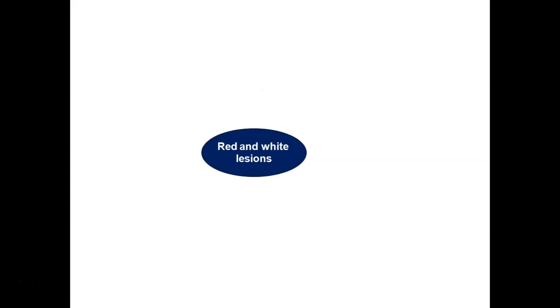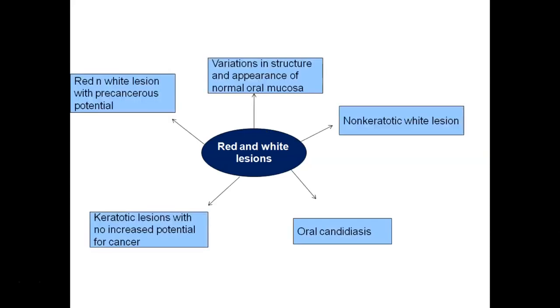The classification of red and white lesions. So we have red and white lesions with precancerous potential, then keratotic lesions with no increased potential for cancer, variations in structure and appearance of normal oral mucosa, non-keratotic white lesions, and oral candidiasis. So leukoedema, Fordyce granules, and linea alba are the normal anatomic structures present in the oral cavity, which are the variations in structure.